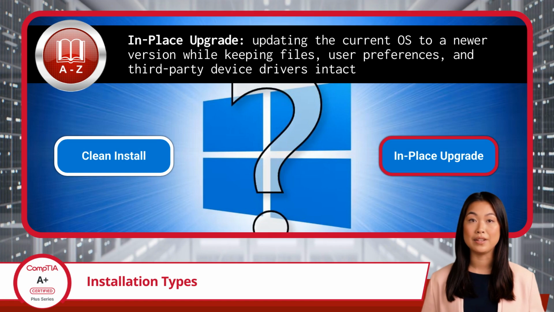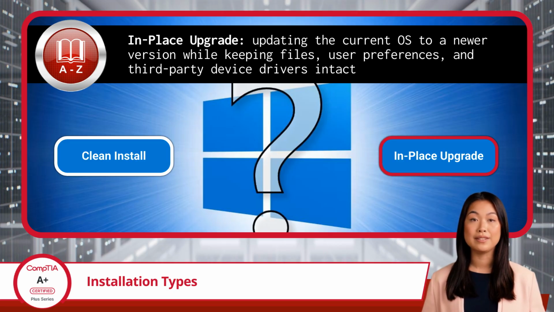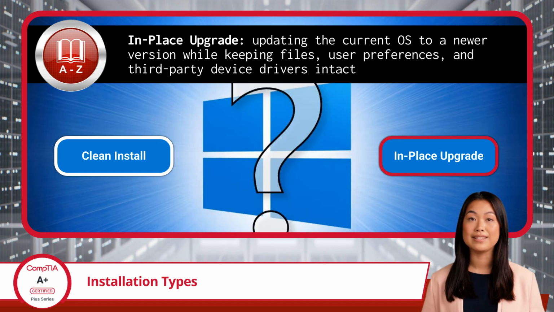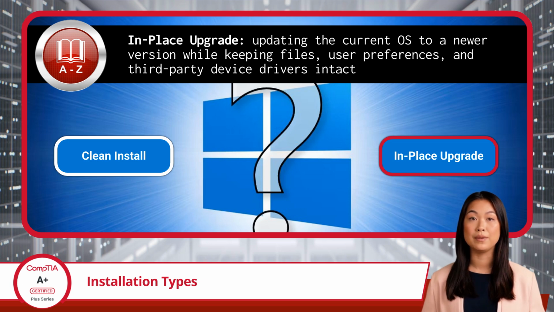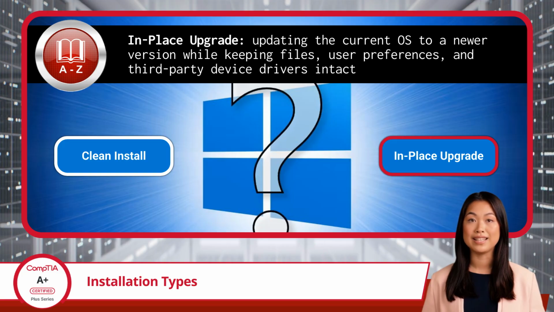From there, another common approach to OS installation is the in-place upgrade. Instead of starting over, this method upgrades the current OS to a newer version while keeping files, user preferences, and third-party device drivers intact. This makes it a faster and more convenient option, especially in environments where minimizing downtime is important. For example, upgrading a system from Windows 10 to Windows 11 can often be done using an in-place upgrade, allowing the user to continue working with minimal disruption.